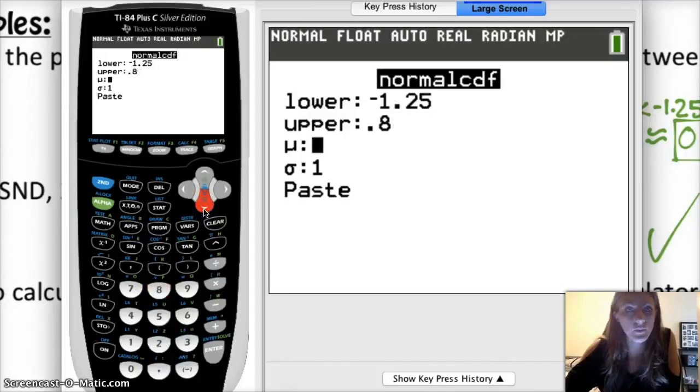And I need to fill in what my mean is and my standard deviation. If you don't fill those in, it's going to assume the standard normal curve. So mean of 0 and sigma of 1.